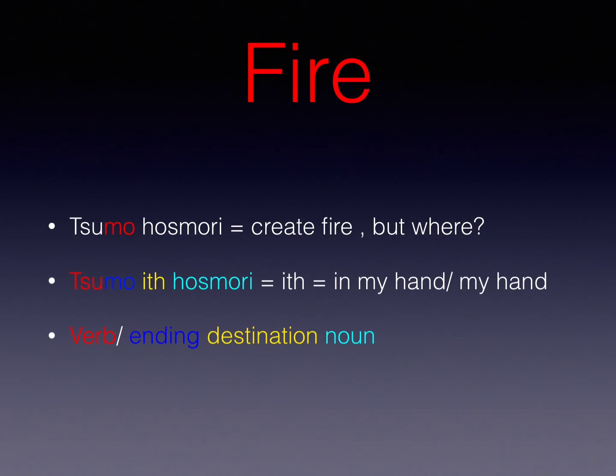But is is the hand by itself, and then if you change that to eth, which is its genitive case, I think, it makes it for possession. And yeah, that's pretty much it. When it comes to fire, you just need a verb, a destination, and then the word fire.